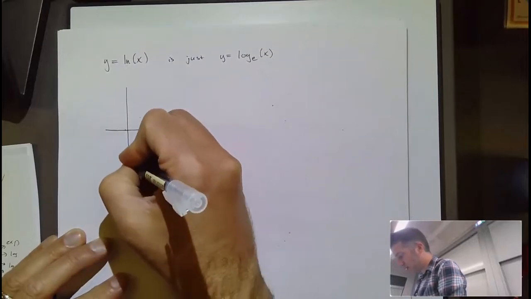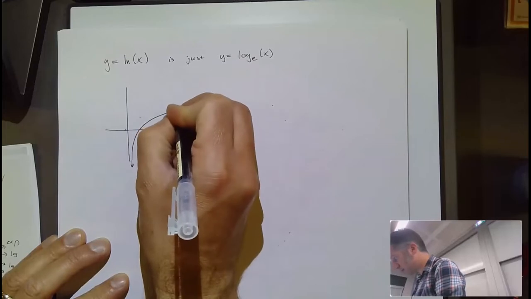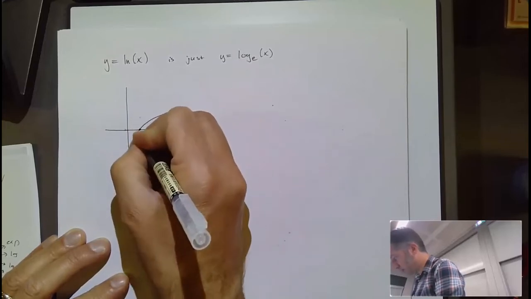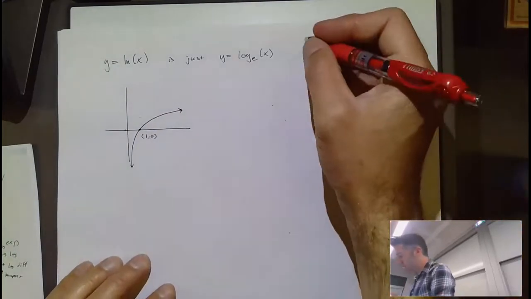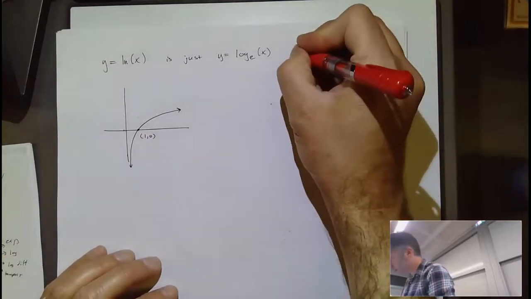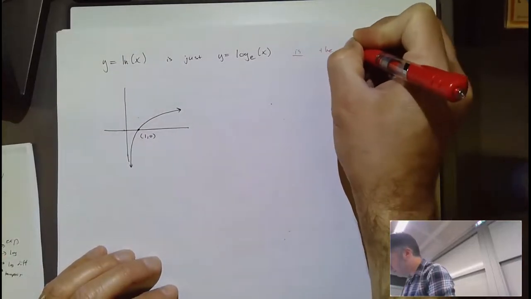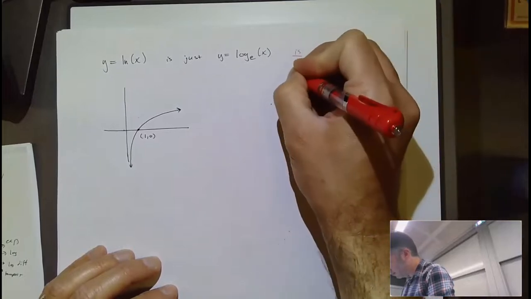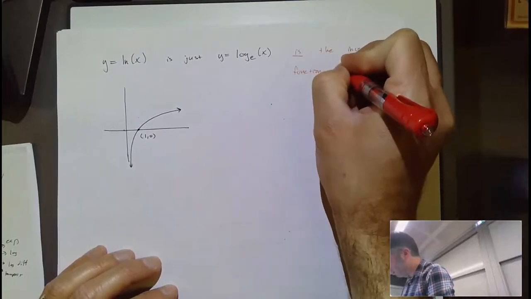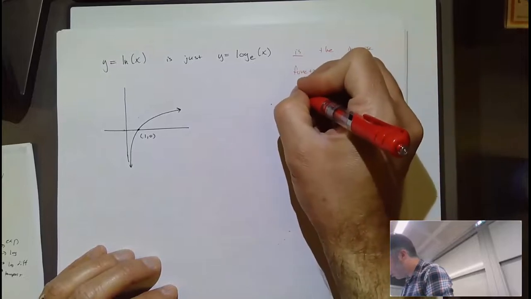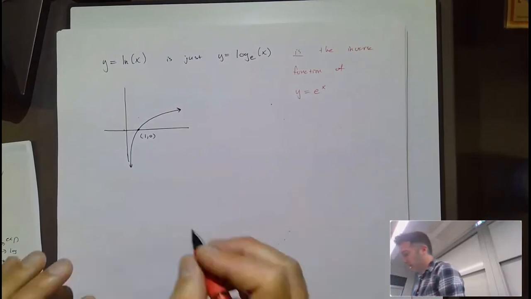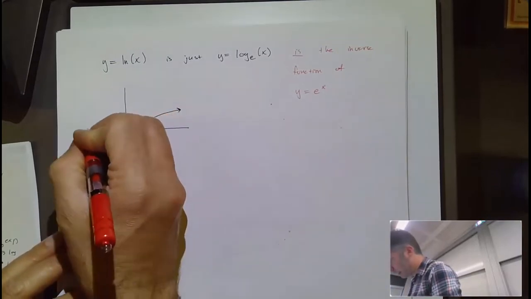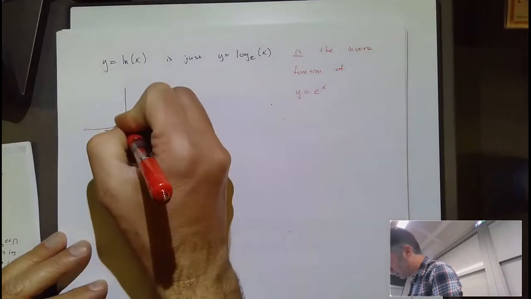So the graph of this looks like this. It has an intercept of (1, 0). And I should remind you that this is the inverse function of y equal to e to the x, which I know we mentioned last time, but it's worth mentioning again. So here's good old e to the x. It has your basic exponential shape.